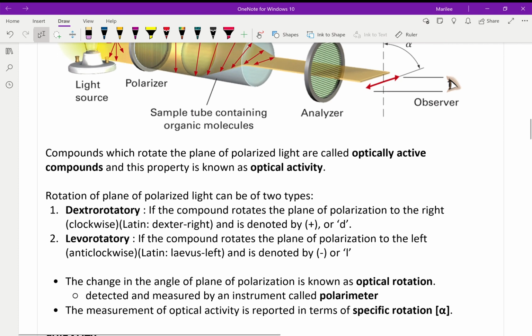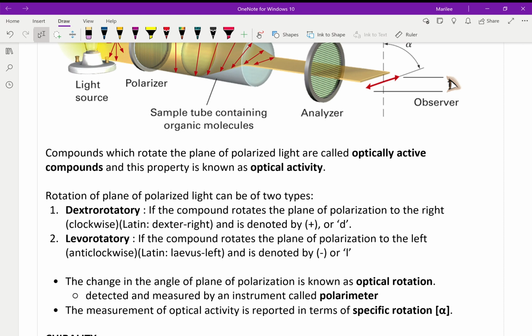So if it rotates to the right, we denote that by plus or the D, and that is because it's called dextrorotatory. And if it rotates to the left, we denote it by a minus sign or the letter L, and that is called levorotatory.